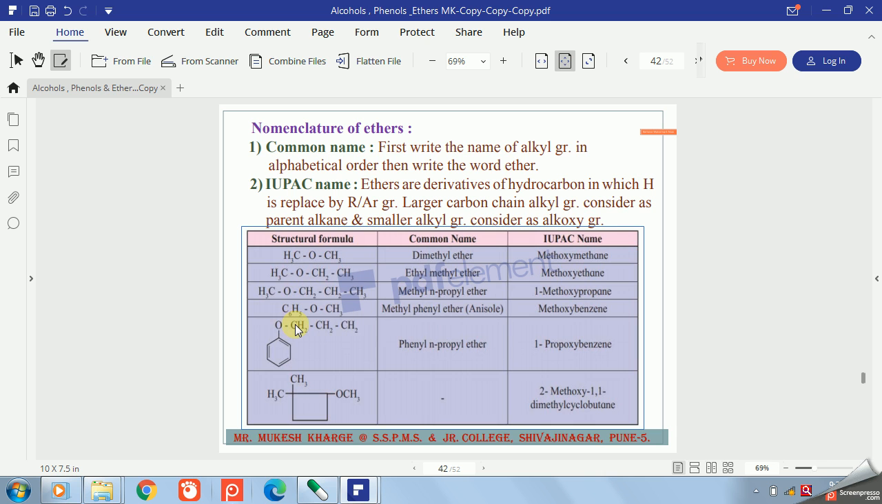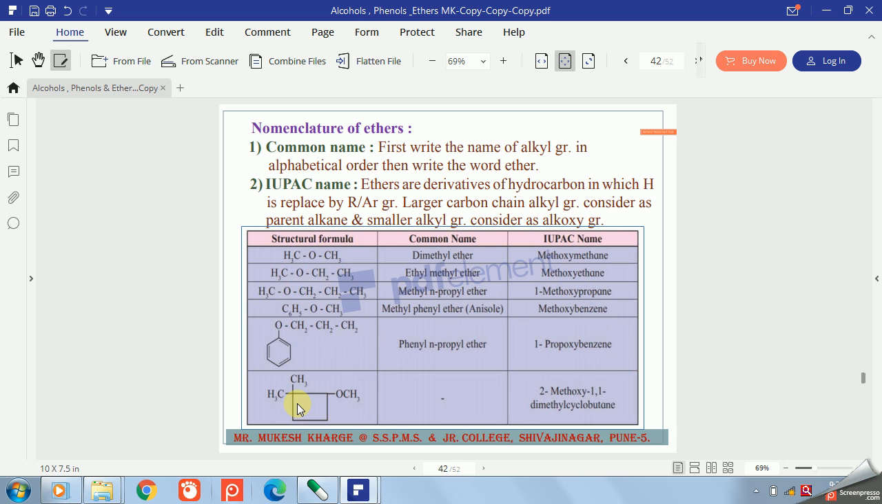Now in this case, this CH2 carbon is attached to oxygen and it contains 3 carbons, so it is n-propyl and it is phenyl, so phenyl n-propyl ether is your common name. Then the carbons in the benzene ring are 6 in number and this is 3 carbons, so the lower group is this one and it is attached to the first carbon of the benzene ring, so 1-propoxybenzene.